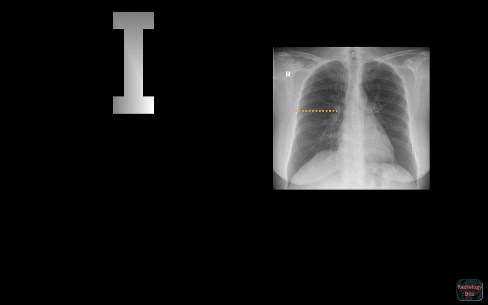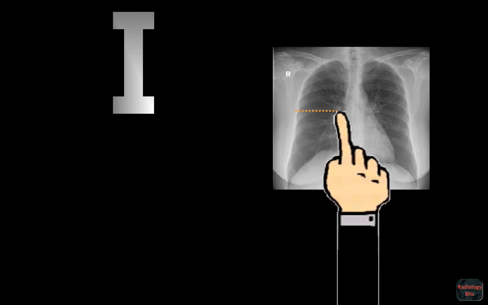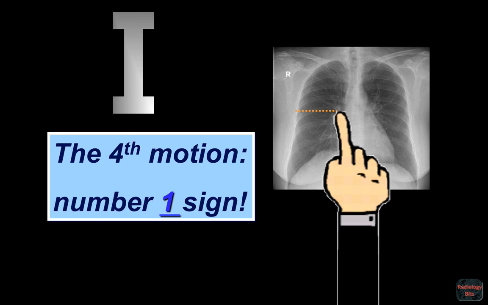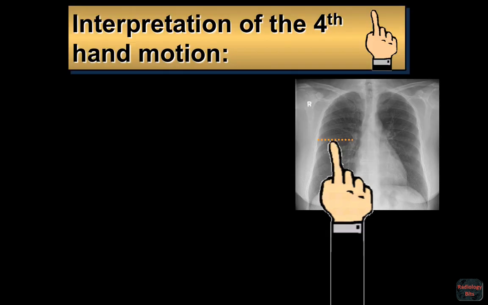To detect that, we created the eye, where you'll look for the fissure, if you could see it, and see if it actually is elevated or depressed. That's what I call the number 1 sign. So how do you read this? If the fissure is elevated, that means that you have right upper lobe collapse. If the fissure is depressed, that means that you have right middle or lower lobe collapse.